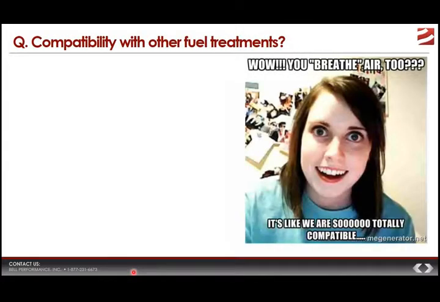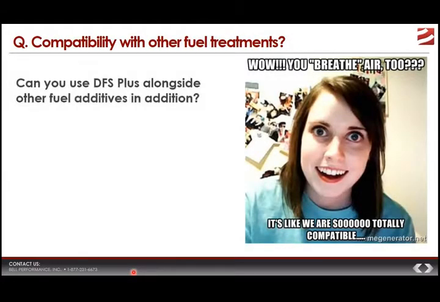Last question, compatibility with other fuel treatments. We get this with a lot of our fuel treatments. They say, well, I've already got Stabil in my tank. Can I put DFS Plus along with it?